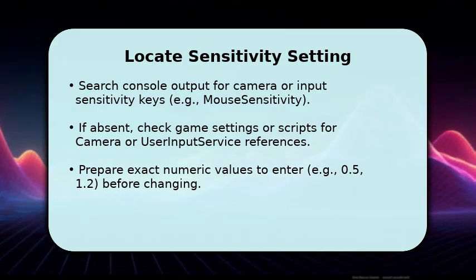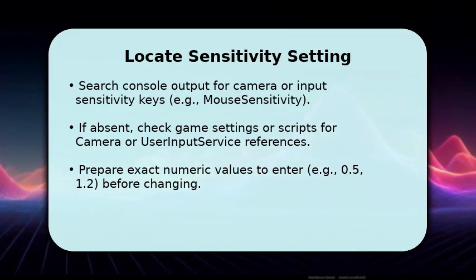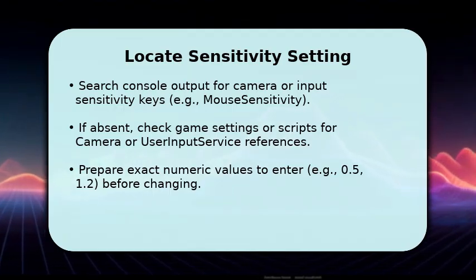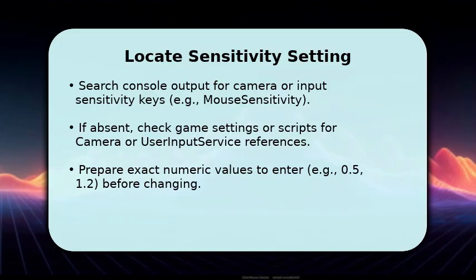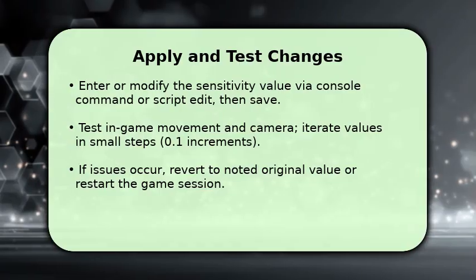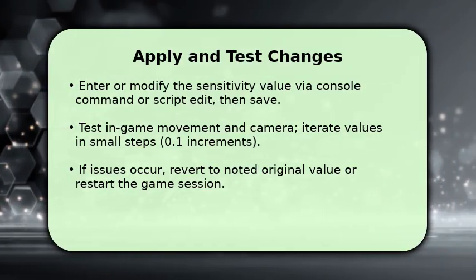If you don't see a direct value, open the Scripts tab and inspect local script sections that set camera behavior. Make sure you decide on numeric values like 0.5 or 1.2, so you can enter them. Once you've identified the variable, change it by entering the new numeric value in the console or editing the local script and saving the file.